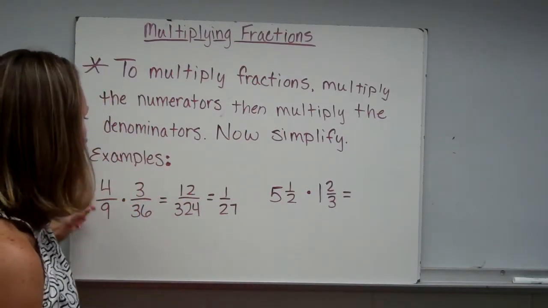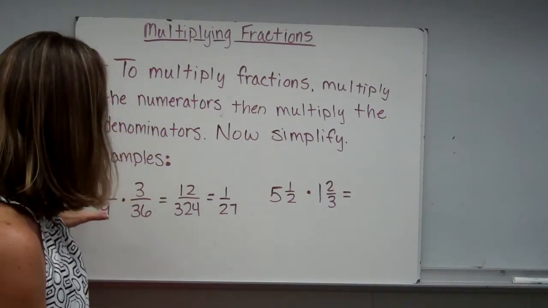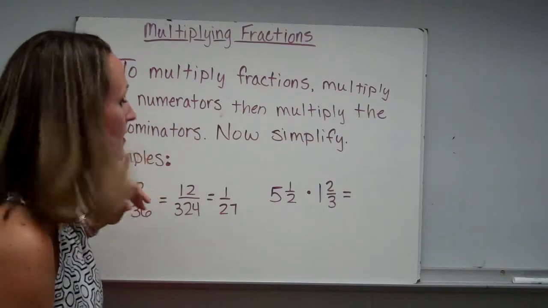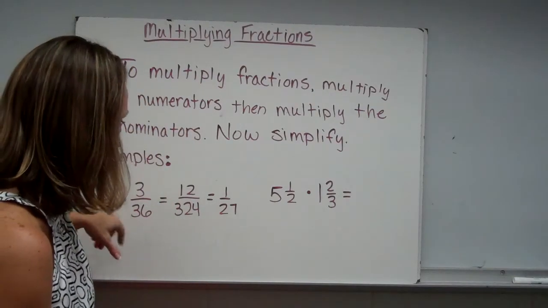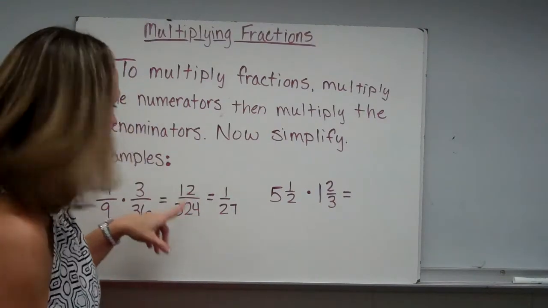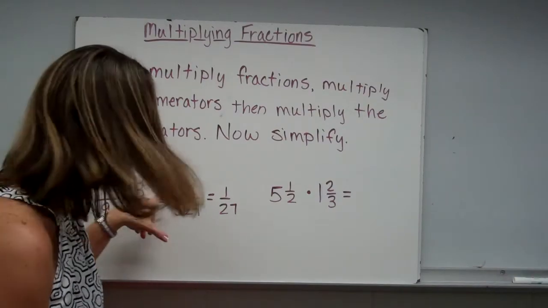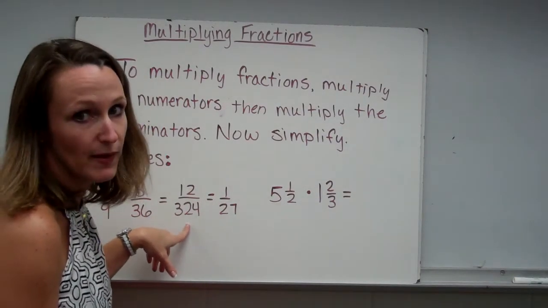Let's say we want to do 4/9 times 3/36. So you would multiply across the top, 4 times 3, which gives you 12. Then you would do 9 times 36, which gives you 324. And then you simplify. It happens to simplify to be 1/27, because 324 is divisible by 12.